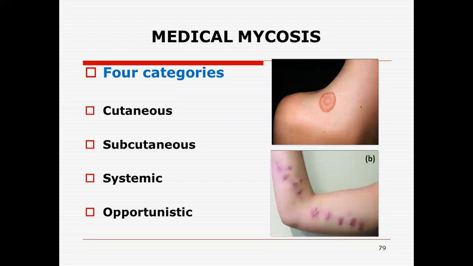Mycotic infections are categorized based on the mode of infection or transmission, and on the presence of lesions. We have 4 broadly categorized mycotic infections: cutaneous, subcutaneous, systemic, and opportunistic. Today we will start with the opportunistic infections.